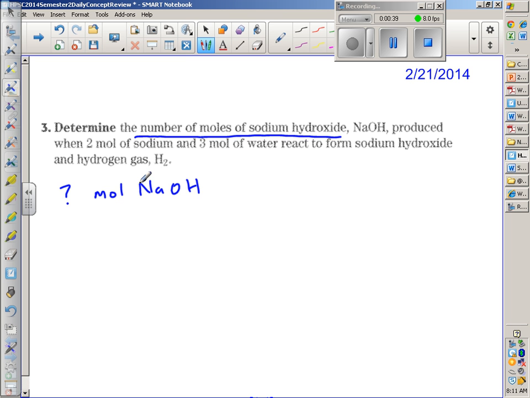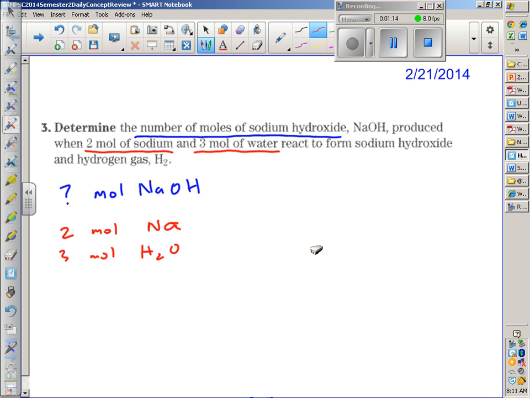Eris, what do we know? So Eris, what's one thing we know from this problem? 2 moles of sodium. Okay, we start with 2 moles of sodium. That's something we know. What else do we know? Jen? You have 3 moles of water. 2 moles of sodium, and then 3 moles of water.